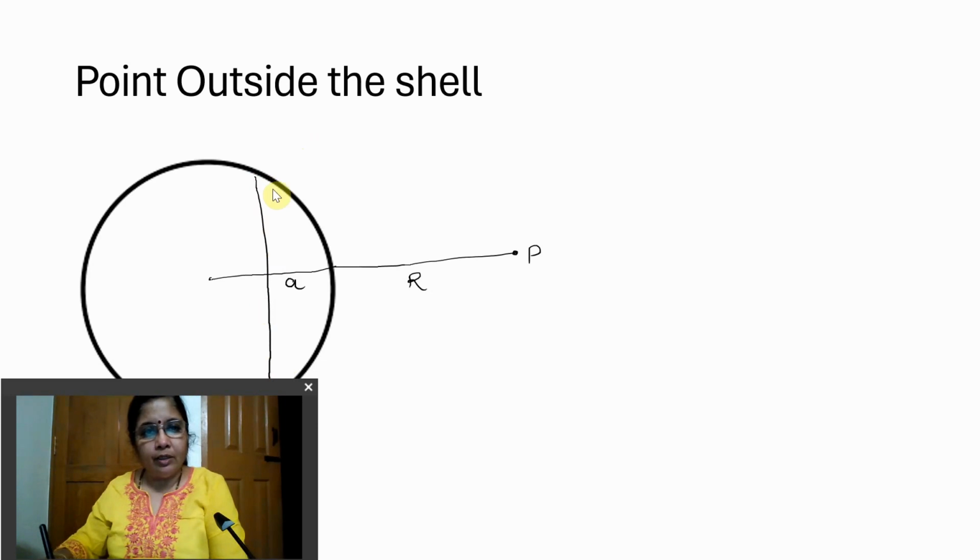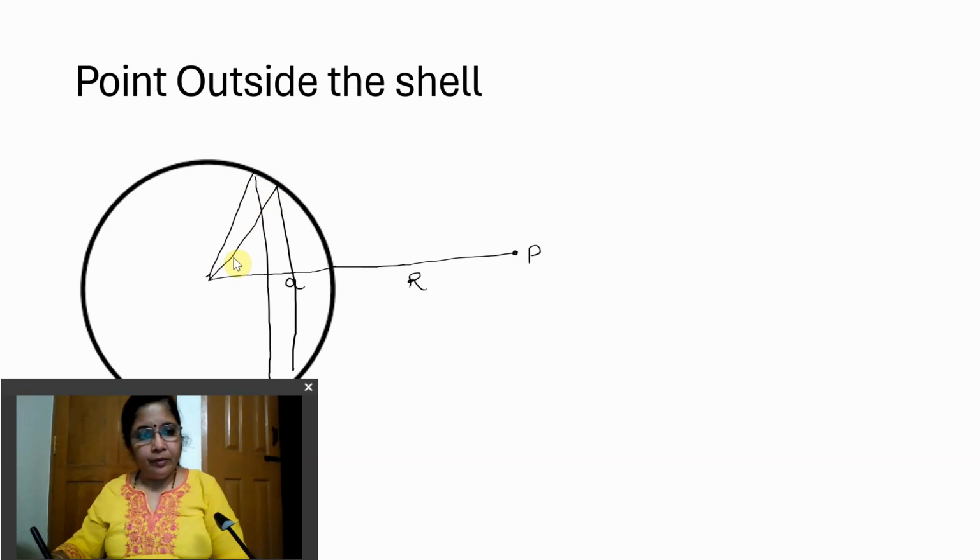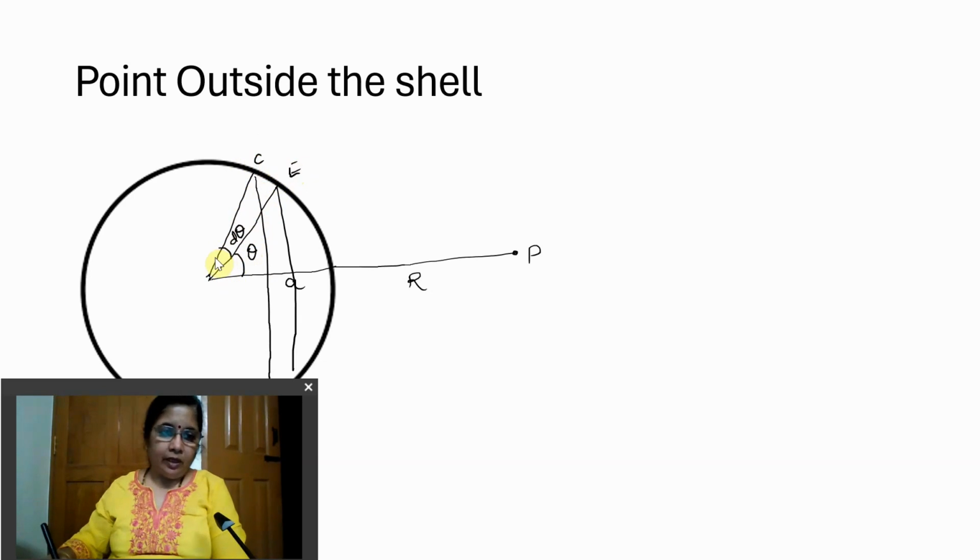Consider a ring at any point. I'm considering a ring here, and these are the points connecting the ring. So let me assume, with respect to the center, if I'm drawing two lines here, this makes an angle theta. And again, let me assume this makes an angle d theta. Is that clear? So let me consider these points as C and E.